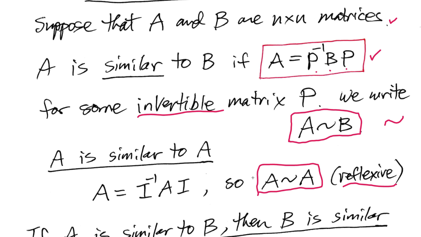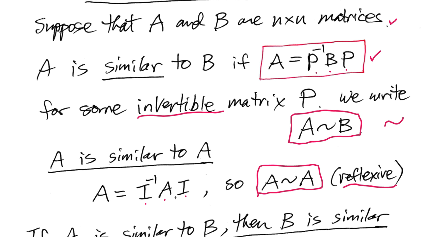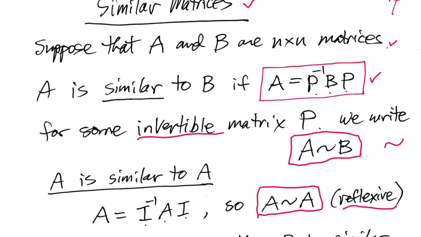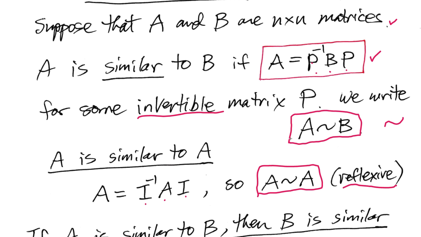How would we know that? Well, notice that A is what? I inverse times A times I, where I is, of course, the n by n multiplicative identity. I inverse is going to be the same as I. You can see, and A times I is going to be, in either order, A. So this is clearly true. Well, we found a P. The P happens to be I, so that A must be similar to itself.